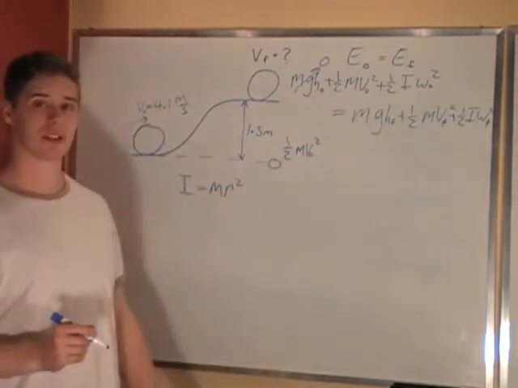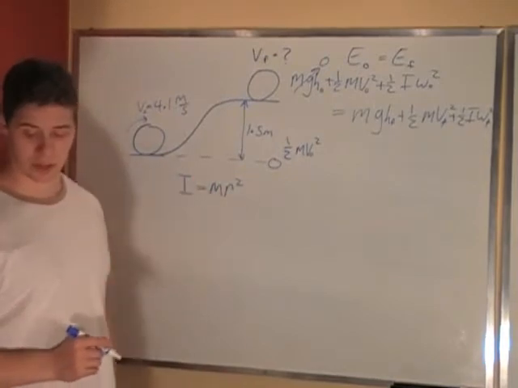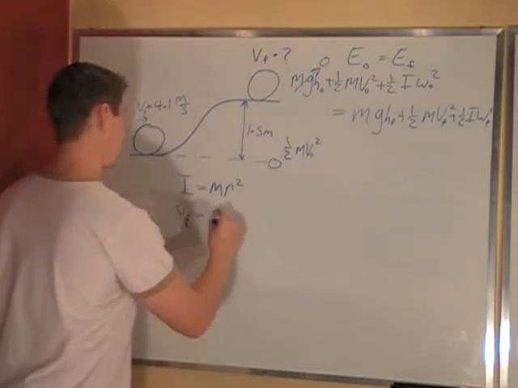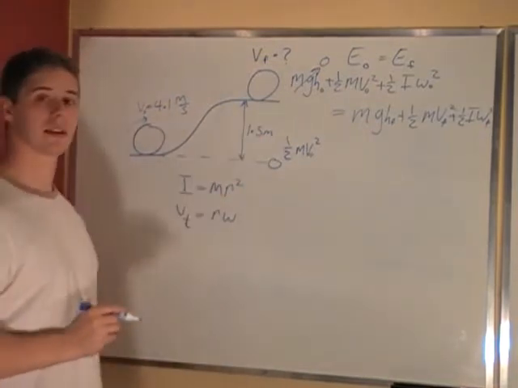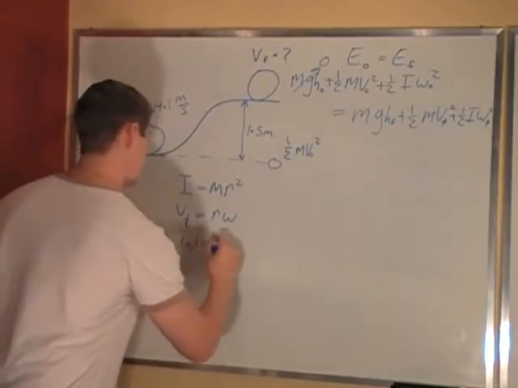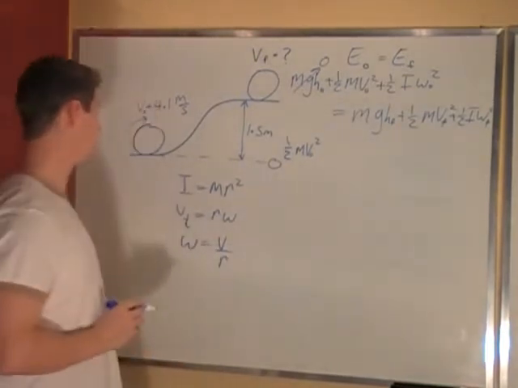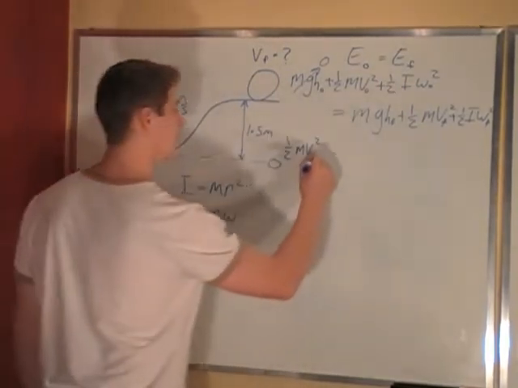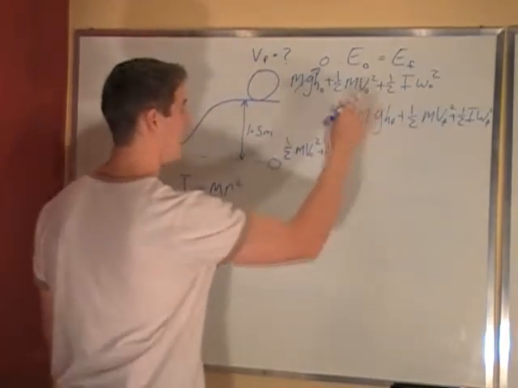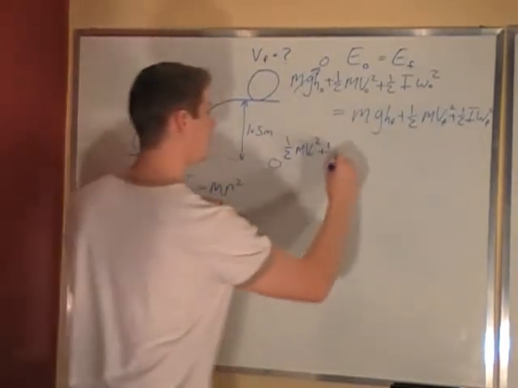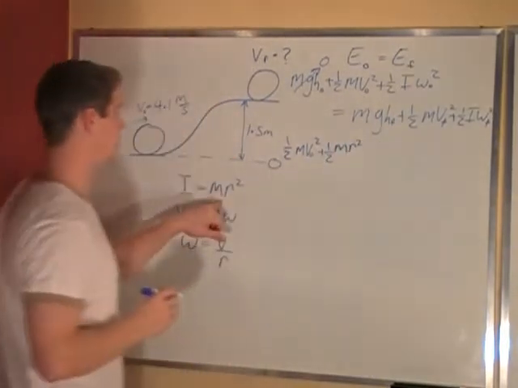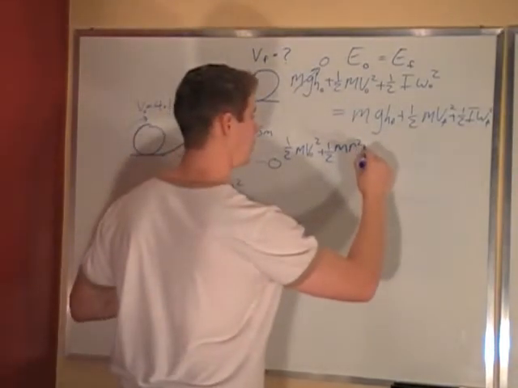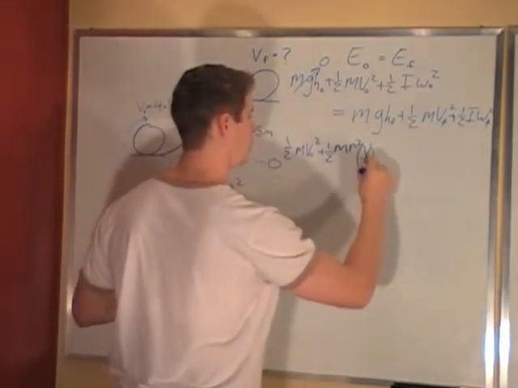Omega, we have a relationship that relates omega and a velocity in terms of radius. So the tangential velocity is equal to r omega. So omega can just be v over r. So we have v over r that we can put in for omega. So for this term, 1/2 I omega squared, 1/2 I is mr squared. Omega squared is v over r, so we have v over r squared.